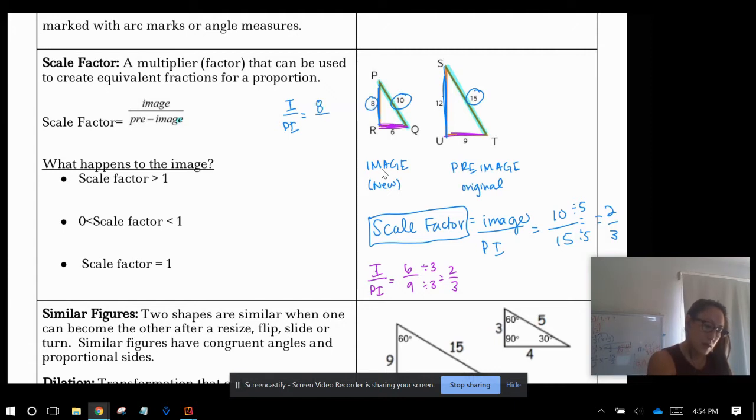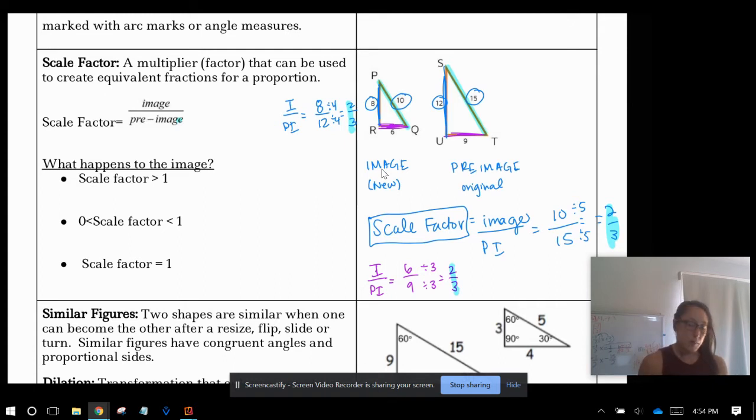So 8 over 12. Divide by 4 on the top and the bottom, giving us 2 over 3. Notice every single side has the same scale factor. If they are different scale factors, then the images are not proportional.